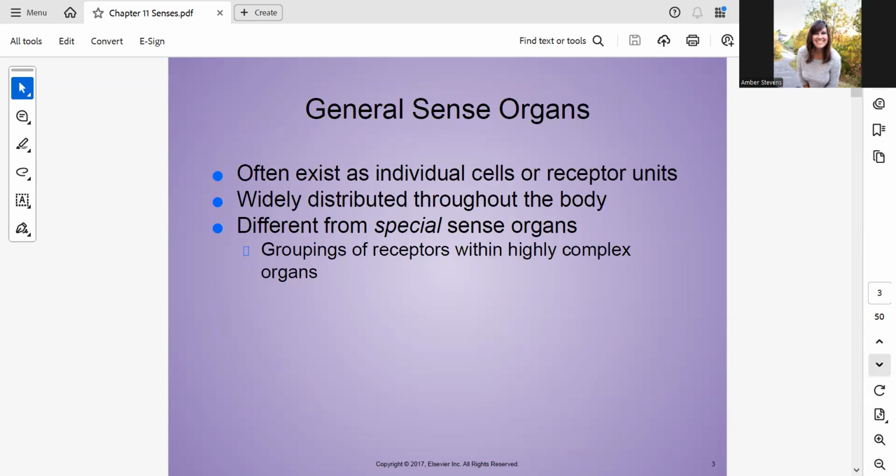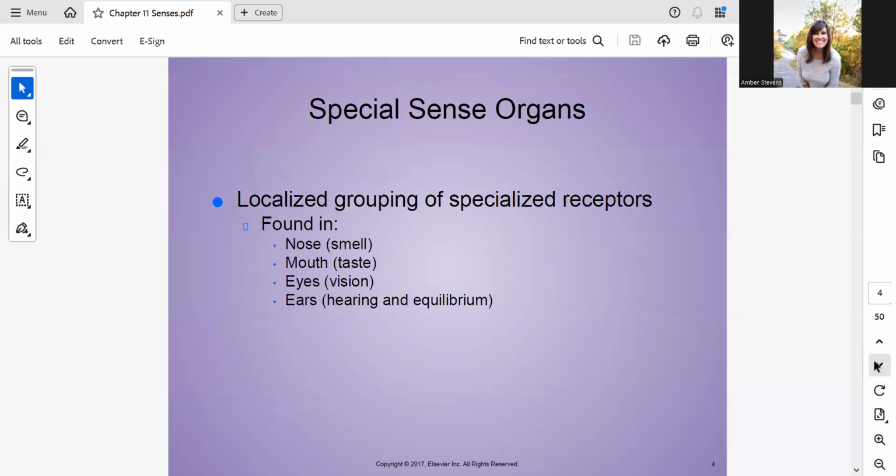All right, so our general sense organs are widely distributed throughout the body and are often individual receptor cells or units. And these differ from our special sense organs, which we're going to be discussing next. So our special sense organs are localized, and they include the nose for smelling, mouth for taste, eyes for vision, and the ears for hearing and balance.